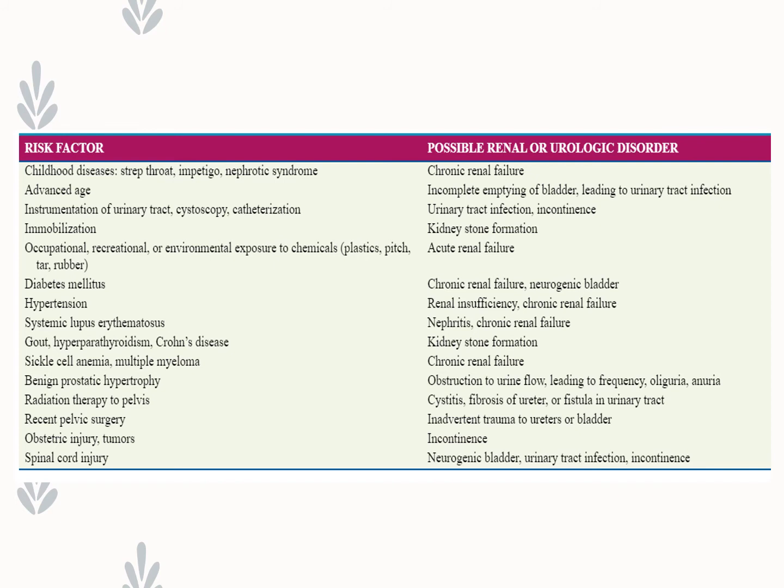Prostatic hypertrophy can cause obstruction to urine flow, leading to frequency, oliguria, and anuria. Radiation therapy to the pelvis can cause cystitis, fibrosis of the ureter, and or fistulas in the urinary tract. Recent pelvic surgery can cause inadvertent trauma to the ureters or bladder. Obstetric injury or tumors can cause incontinence, and spinal cord injury can cause neurogenic bladder, urinary tract infections, and incontinence.